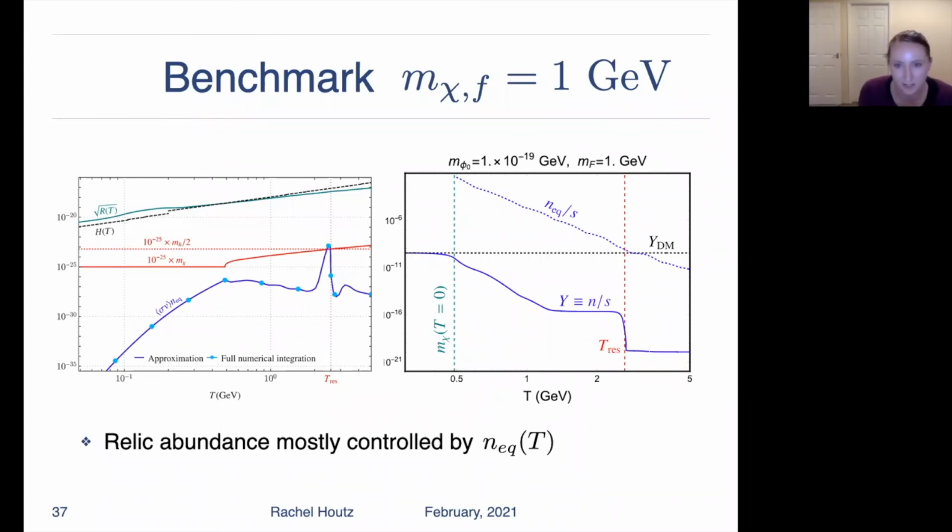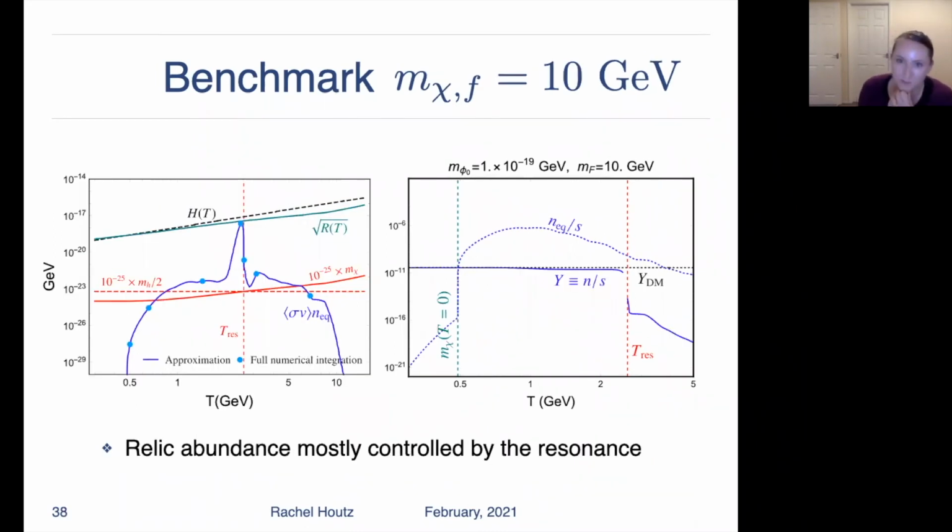And you can see here, again, because the mass is larger, on this curve the equilibrium number density of dark matter is the more important feature than the resonance, though it still does have this history of the resonant enhancement. And perhaps a more interesting benchmark is 10 GeV. Here, where the final mass of the dark matter is 10 GeV, the relic abundance is entirely set by the resonant enhancement. So now the resonant enhancement is the most important effect in the dark matter's history.